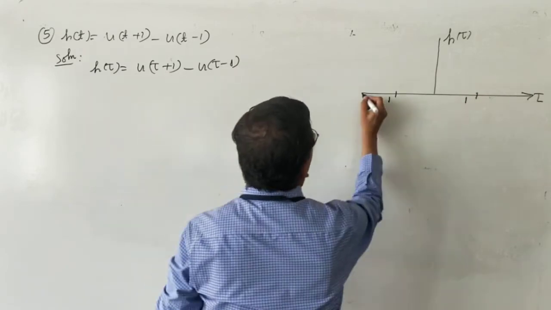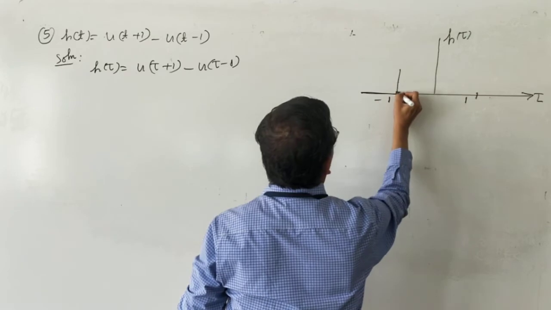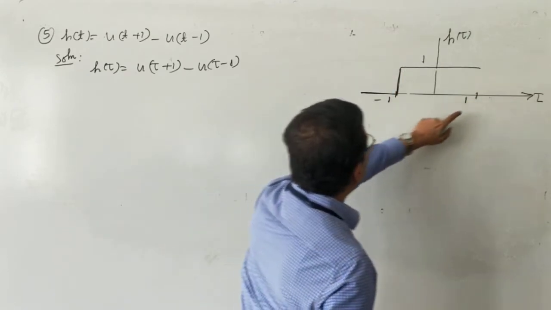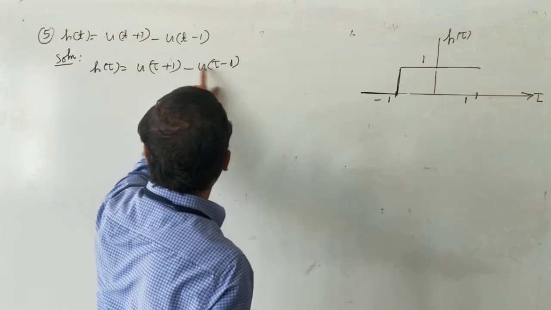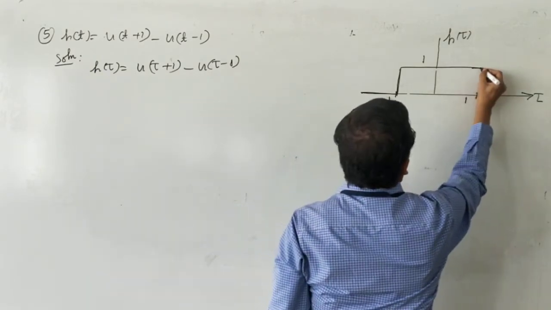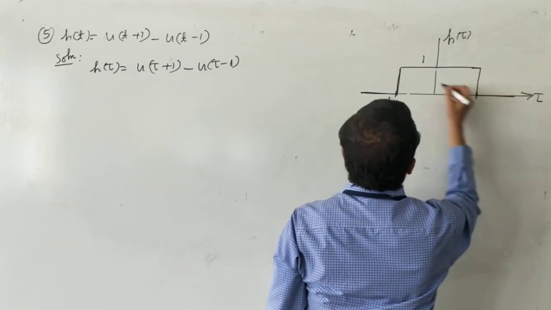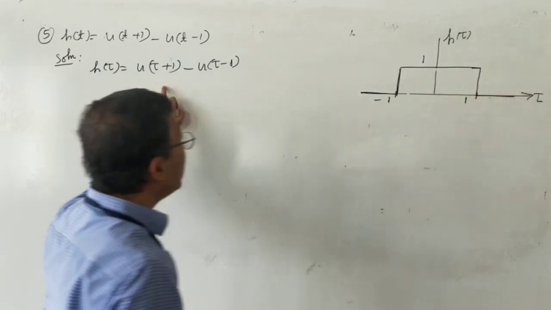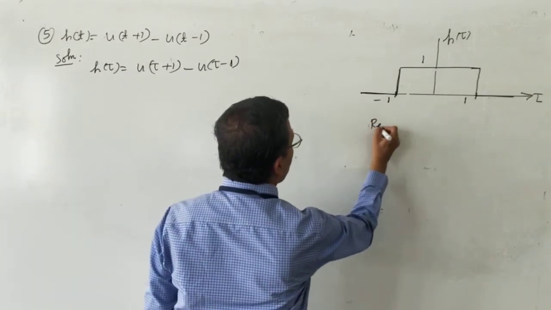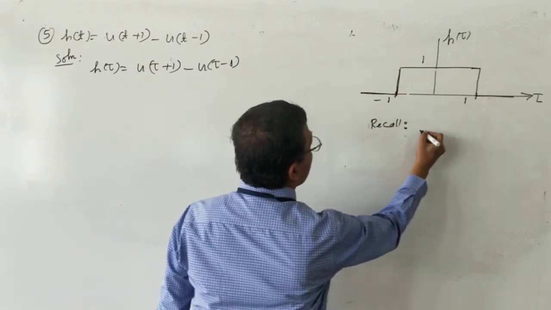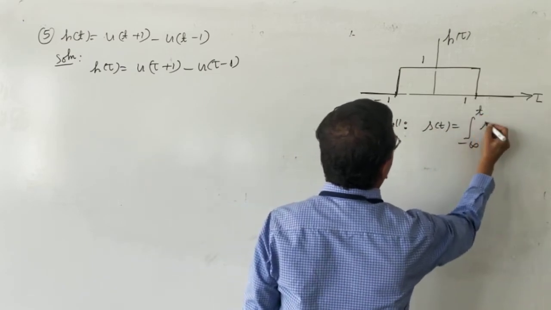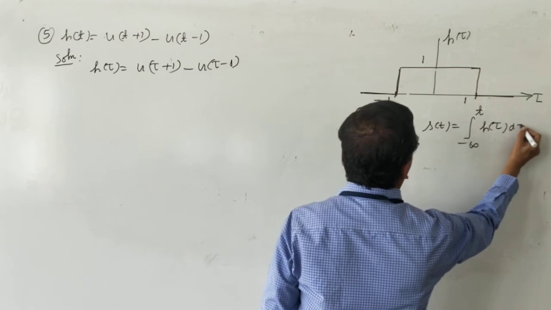u of tau plus 1 starts at tau equal to minus 1 with unit value. At tau equal to 1, the second function adds to the first function a value equal to minus 1. To 1 if you add minus 1, you get 0. That means this rectangular pulse is defined by this equation. Now recall S of t equals integration from minus infinity to t of h of tau d tau.